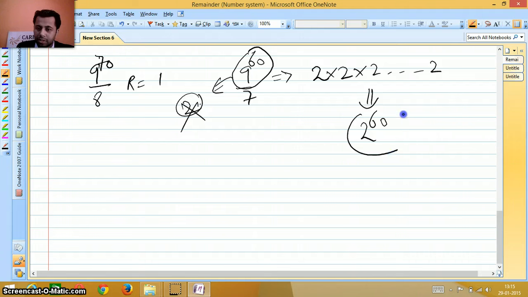Now this 2 raised to power 60 cannot be the remainder because this is more than 7, and we studied beforehand that remainders are the numbers which are less than the divisor, right? That is the leftover. So 2 raised to power 60 cannot be the remainder.